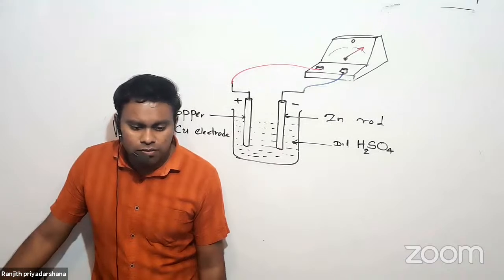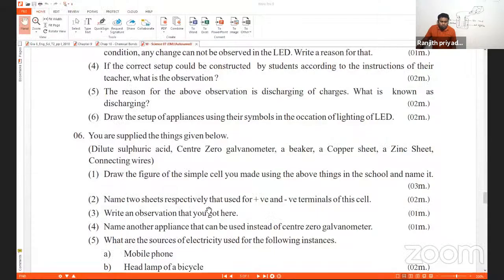Okay, now I'm going to share the paper again. Name two sheets respectively that used positive and negative terminals of this cell. So you have to specify when giving the answer. Positive terminal copper sheet, negative terminal zinc. Saying just copper and zinc, the answer is wrong. You have to put positive terminal copper, negative terminal zinc. Good.